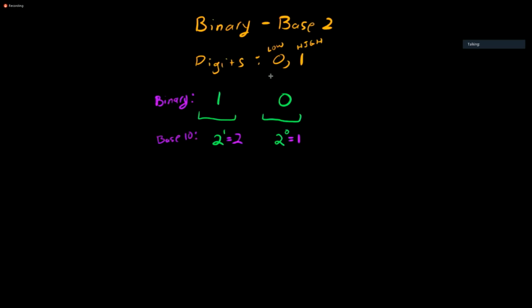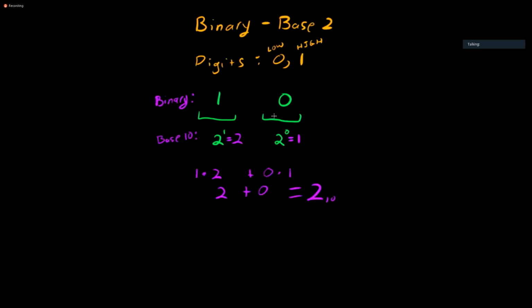Now all we have to do is multiply the digit by its place value that we assign to it. So here we're going to have 1 multiplied by 2 plus 0 multiplied by 1. Of course, this is just going to be 2 plus 0 equals 2 in base 10. So we know that 1, 0 equals 2 in base 10. And that's all there is to binary. And this is exactly how you would convert from binary into base 10.